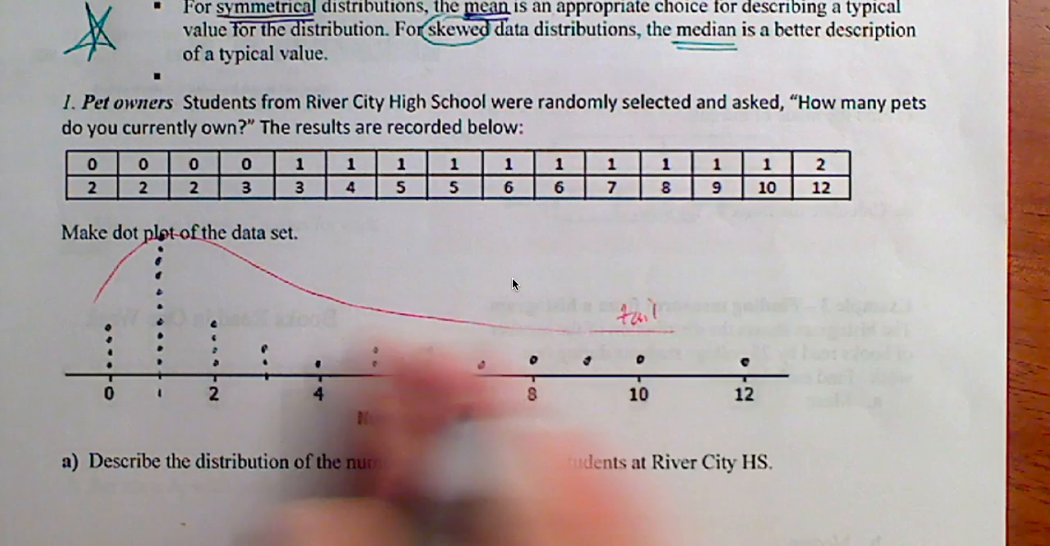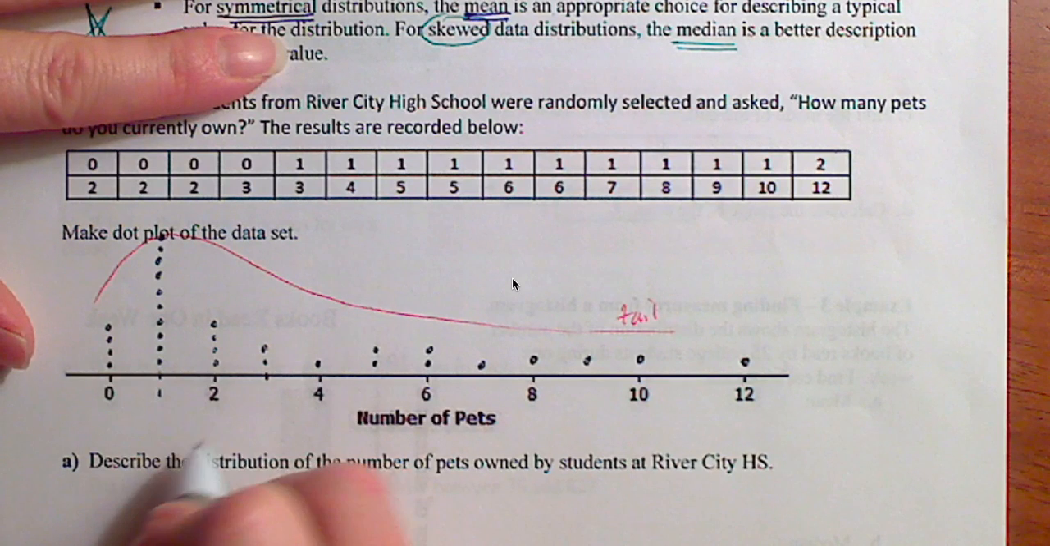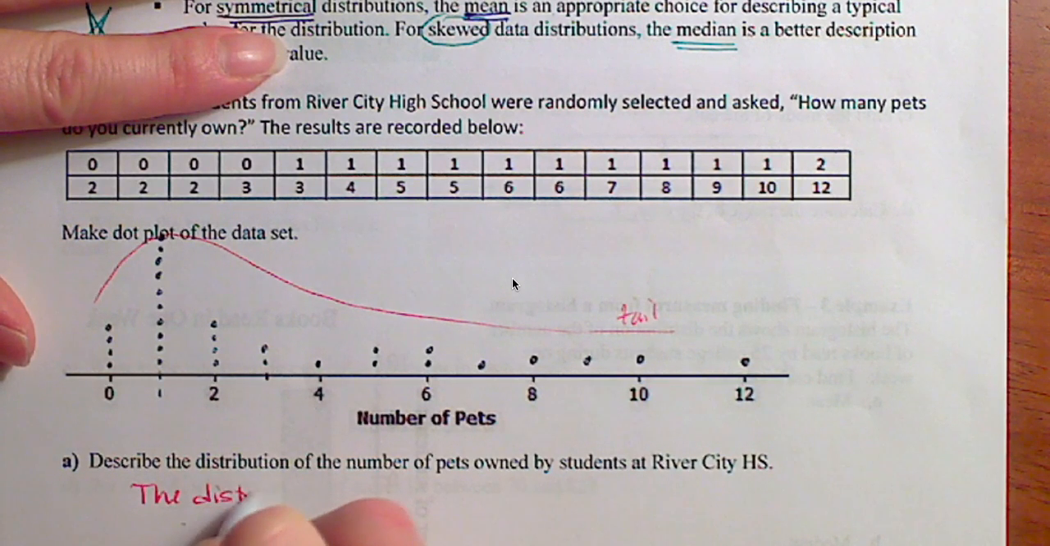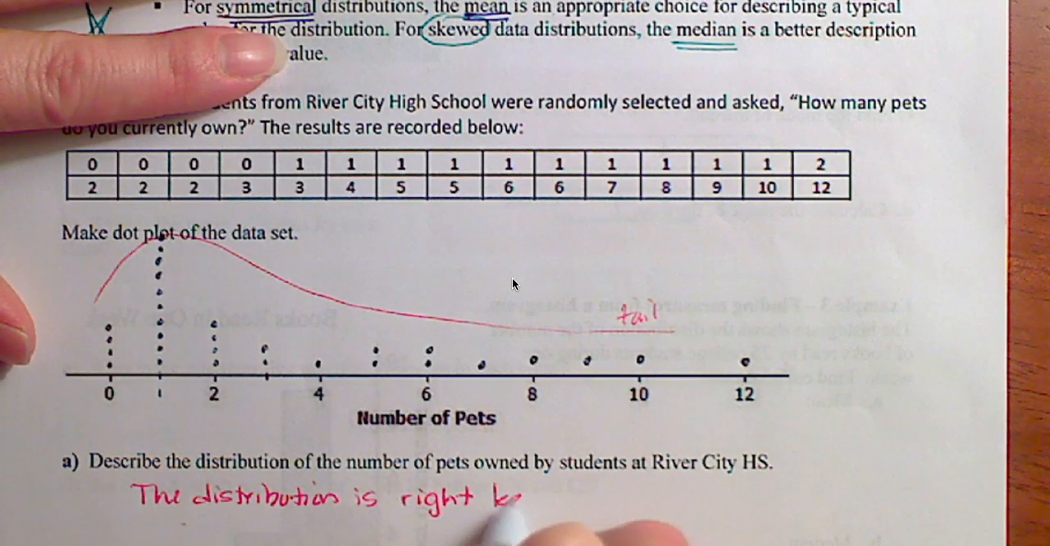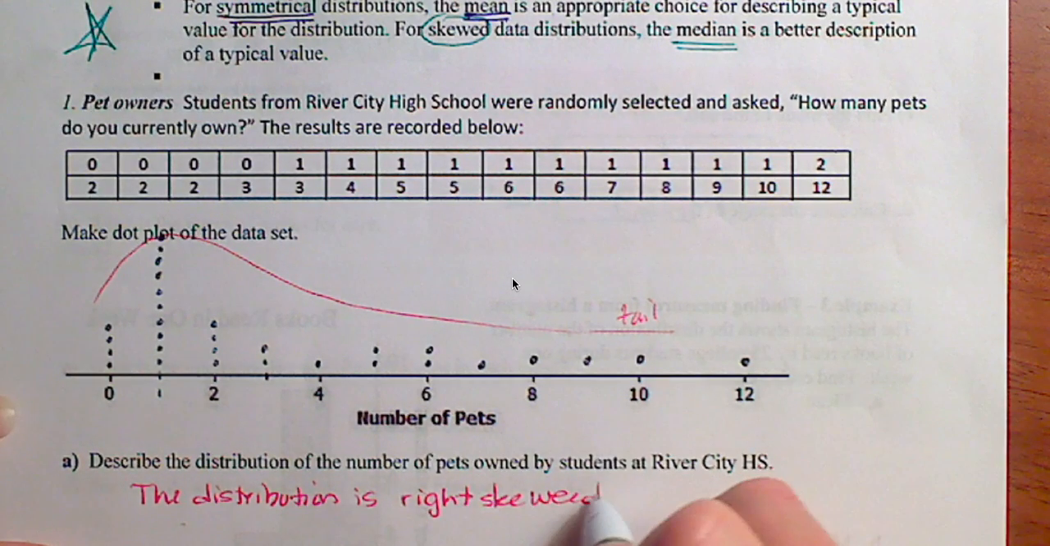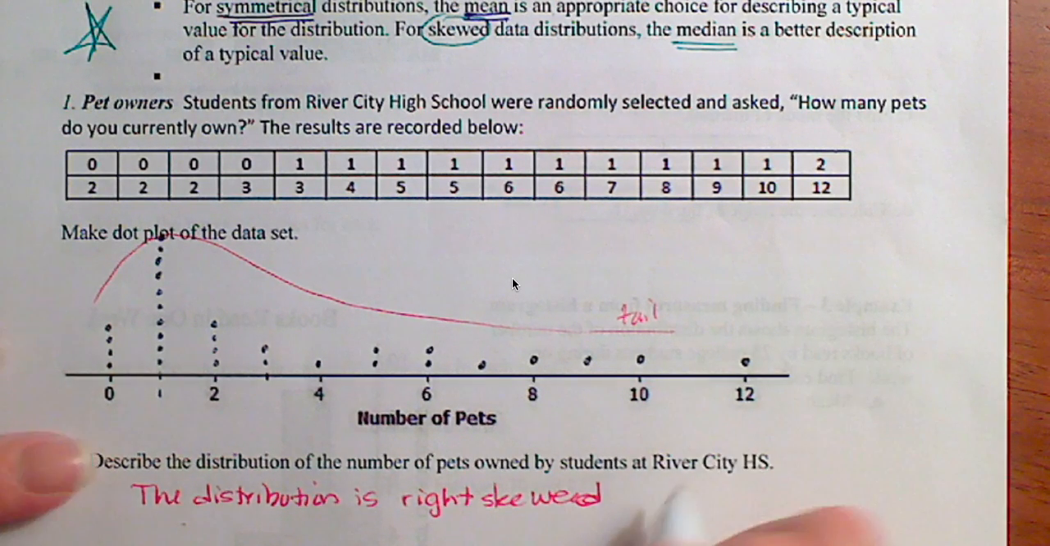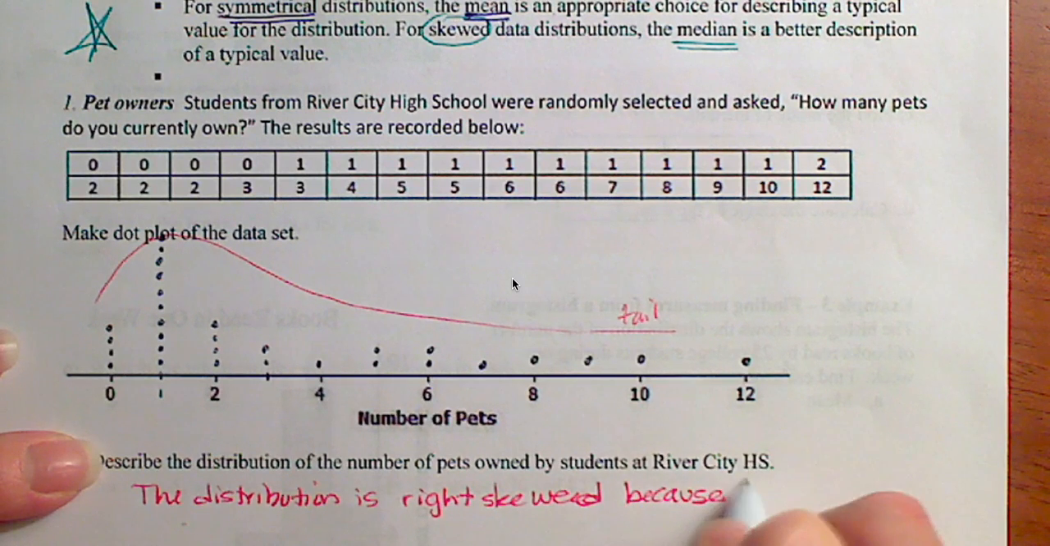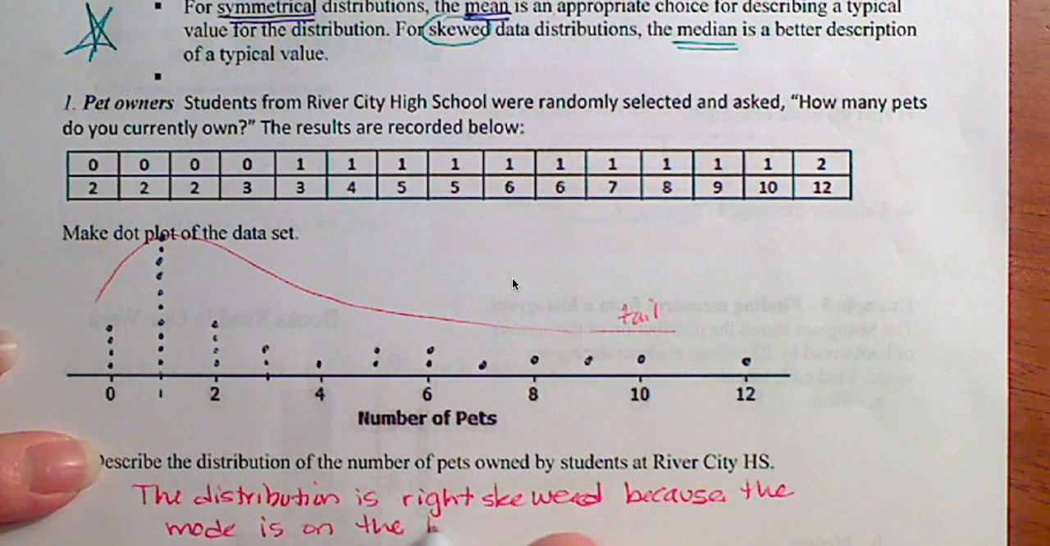So if the tail is on the right, then we would say that the distribution is right skewed. There we go. Okay. Because the tail is on the right, we'll say that, because the mode is on the left and the tail is on the right. Good.